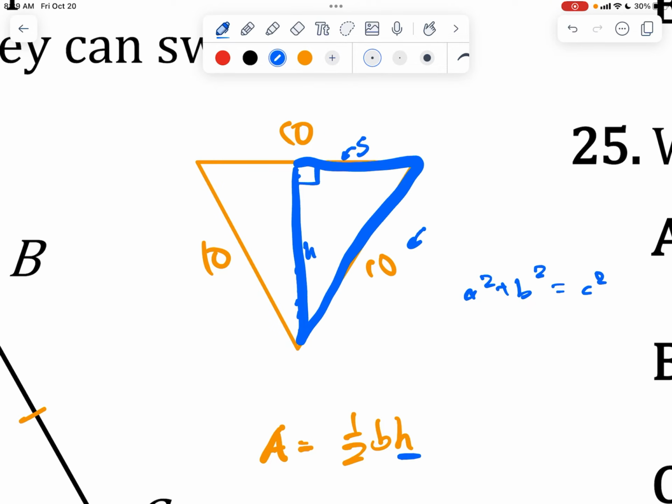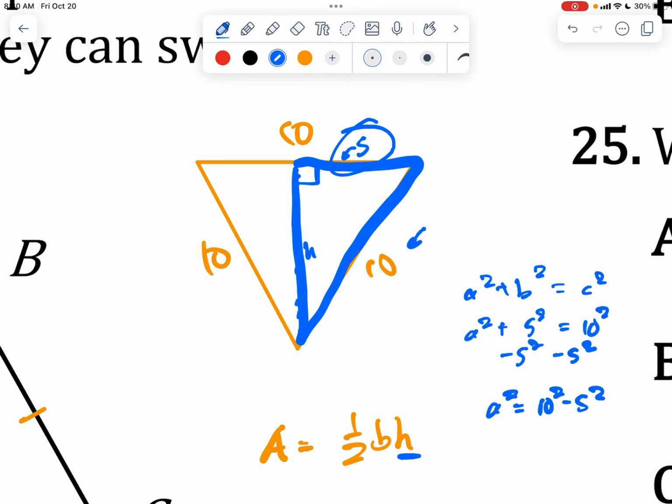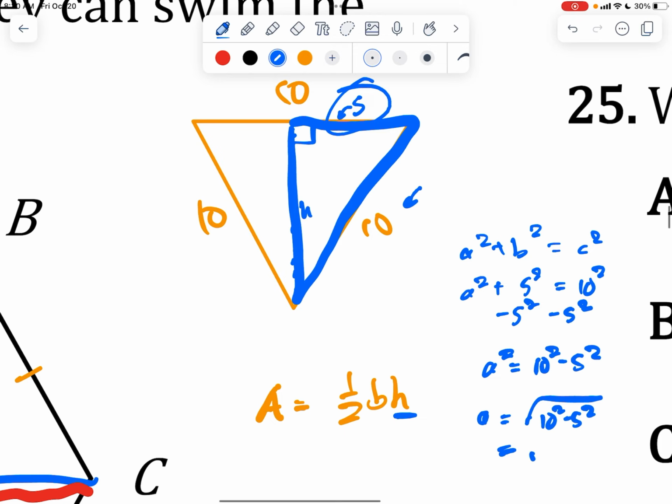Hypotenuse is 10, so 10 squared. B is going to be my other leg, so 5 squared. And then A is just going to be A squared. Okay, so subtract 5 squared on both sides. A squared is equal to 10 squared minus 5 squared. And then A is equal to the square root of 10 squared minus 5 squared. It's equal to the square root of 100 minus 25, square root of 75.